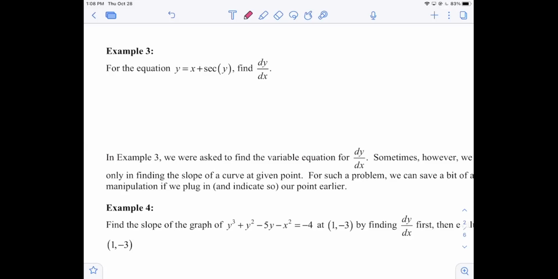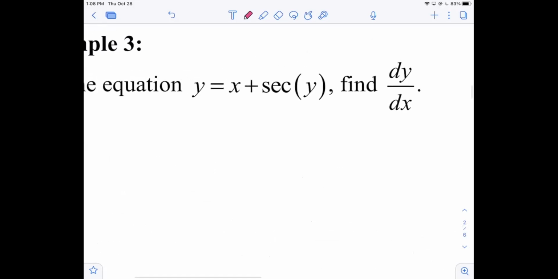All right, so let's look at example 3. For the equation y equals x plus secant of y, find dy dx. We're trying to find the slope of the tangent line to this. Is it solved for y? It looks like it, right? It's y equals, but is it solved explicitly for y as a function of x? No, it's a function of x and y on the right-hand side. So your first step is, can we solve it for y?